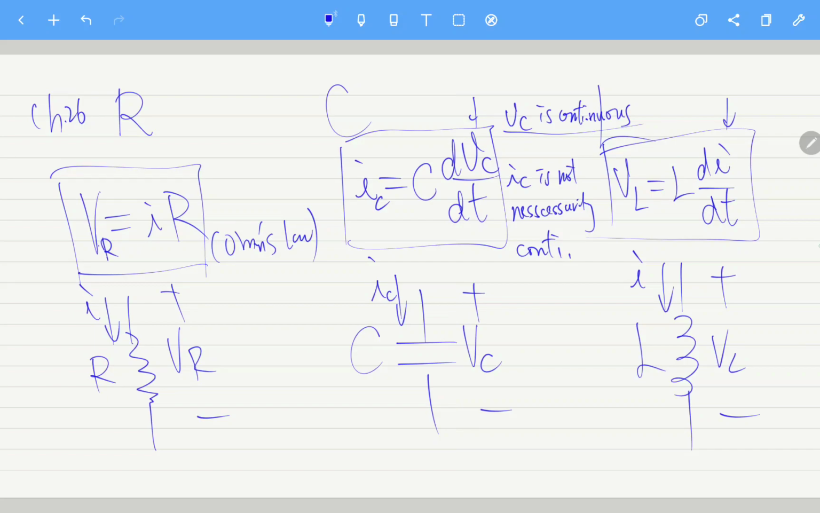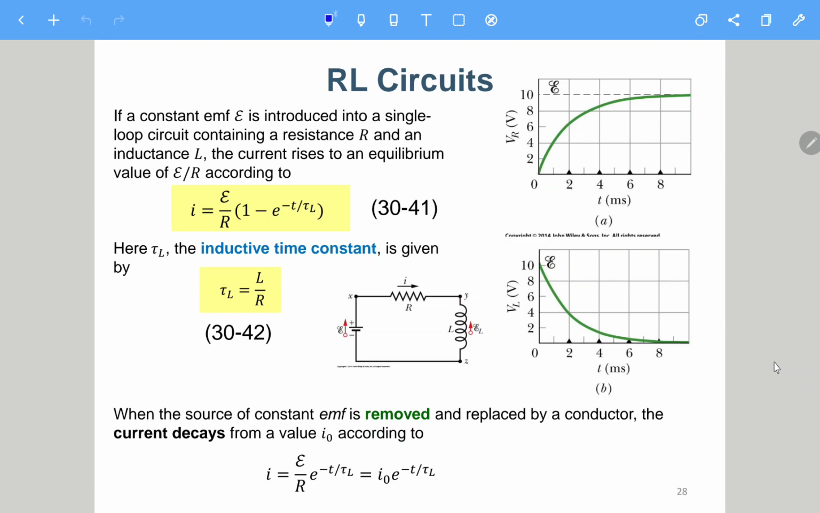And here we can say this is I_L. So here I_L is continuous, but V_L is not necessarily continuous. Anyway, remember two sentences: V_C is definitely continuous, I_C is not necessarily continuous, I_L is definitely continuous, and V_L is not necessarily continuous. Remember these three formulas and these two sentences. Okay, so let's have a 10 minute break.